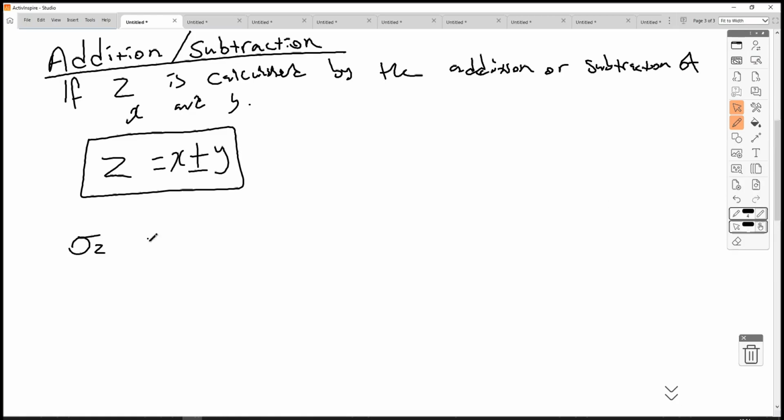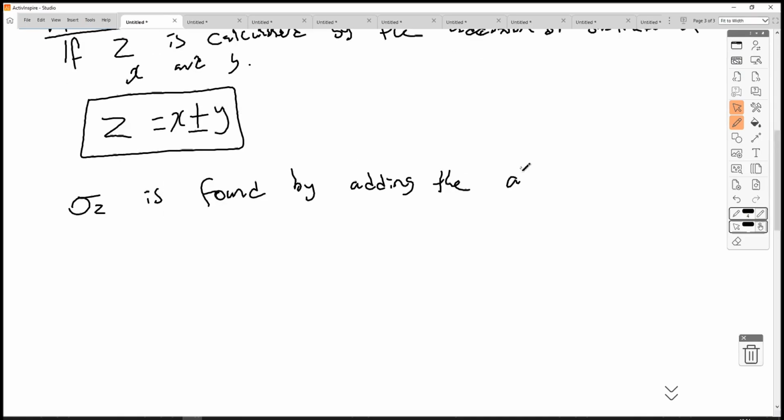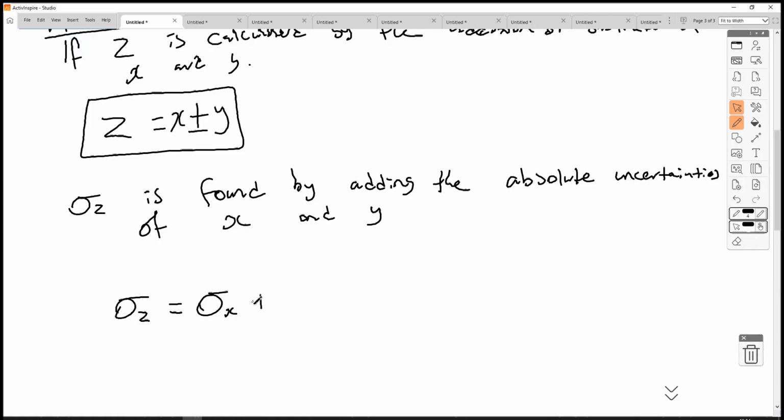So the uncertainty in z is found by adding the absolute uncertainties of x and y. So that basically just means that the uncertainty in z is equal to the uncertainty in x plus the uncertainty in y.